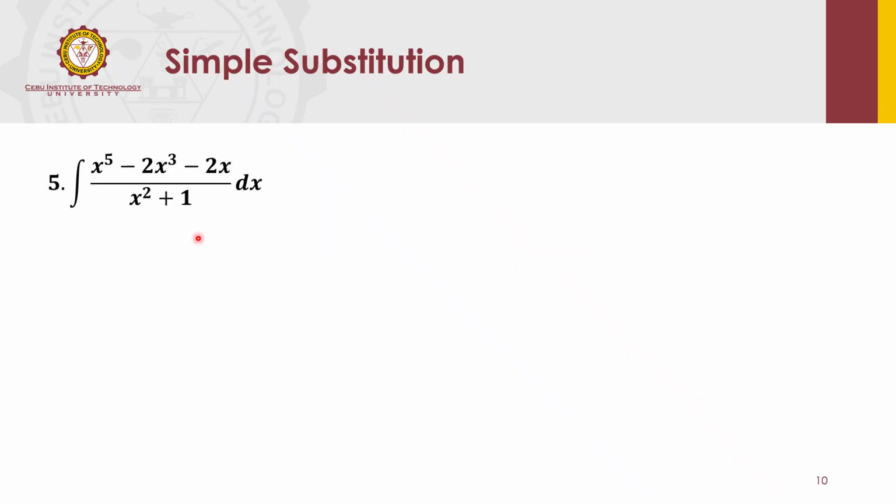So another example is this. It's a polynomial divided by another polynomial. We can divide, or try the shorter way, simple substitution, with the corresponding du.